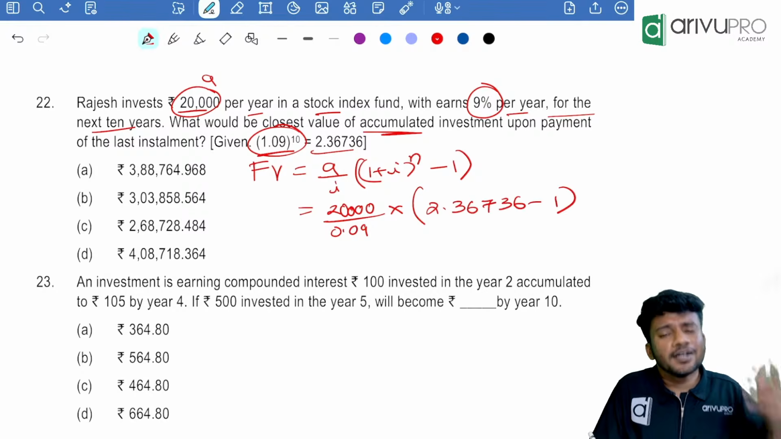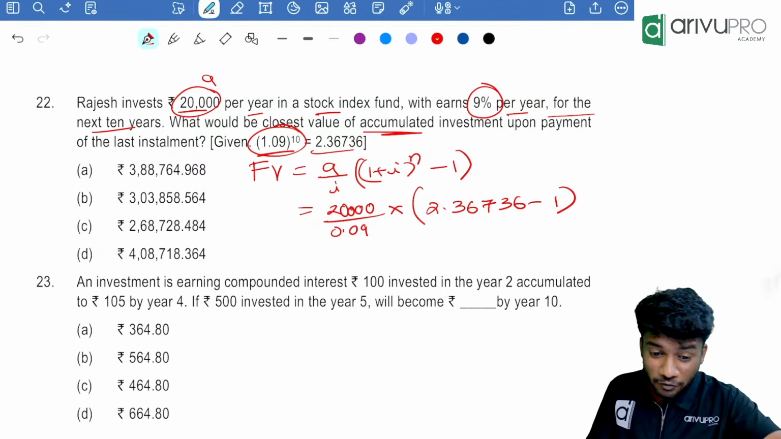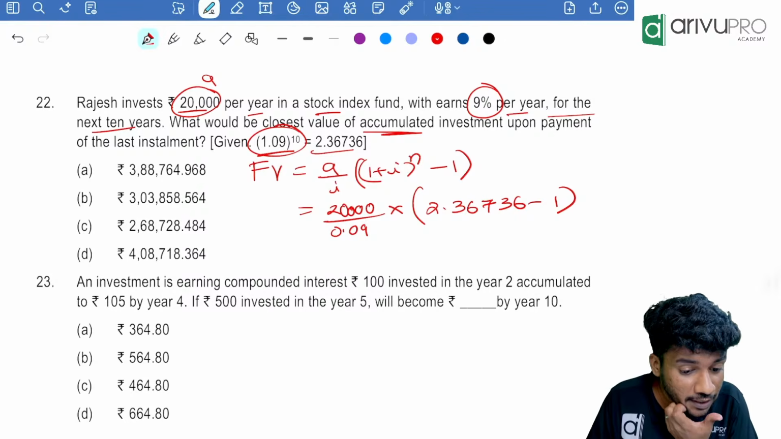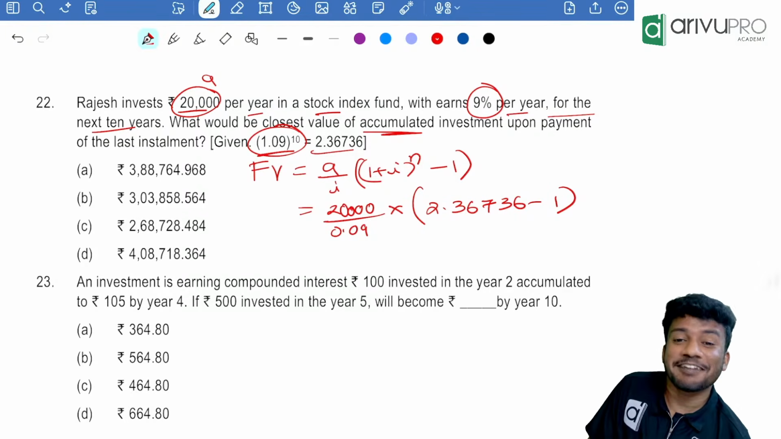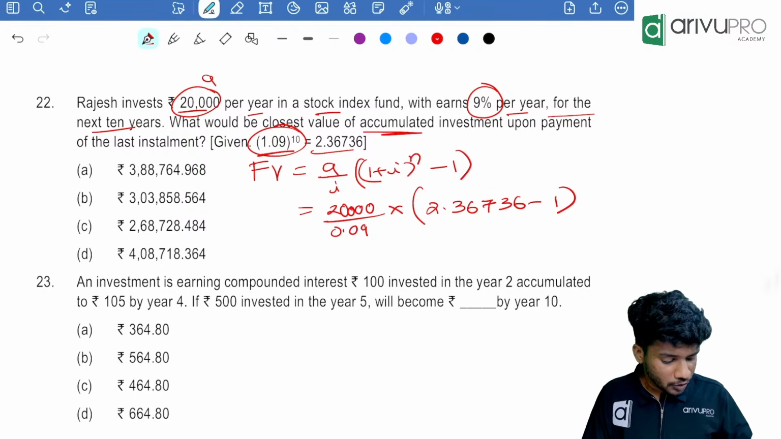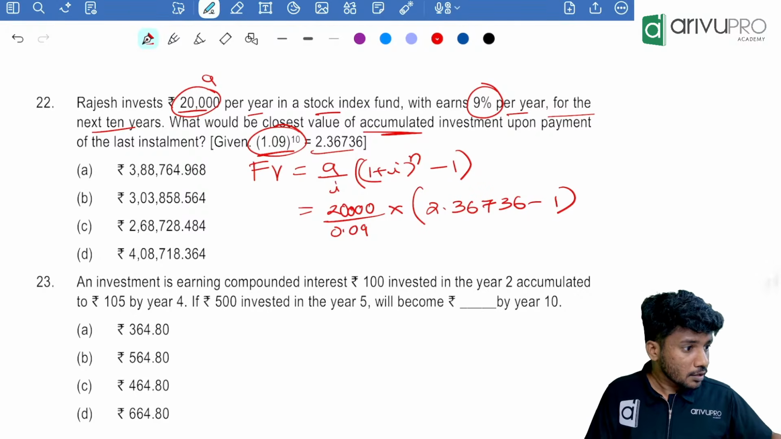2.36736 minus 1. Take your calculator and solve it for me, people. Everyone do it along with me. How much are you getting? Yes, Anushwara, Likita, many people are getting the answer. I'm very happy with that. Please try it and get me the answer.